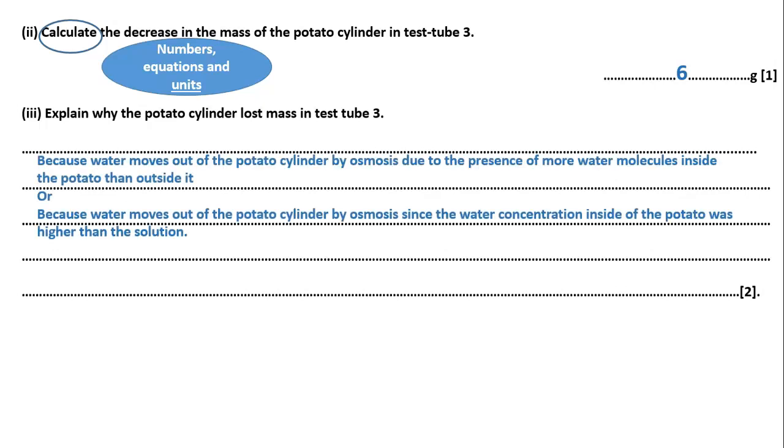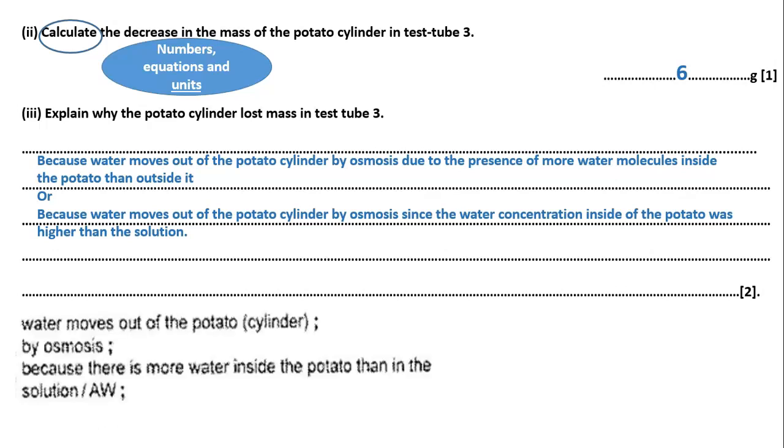We will say that the water moves out of the potato cylinder, and we have to mention the scientific term or the scientific process, which is osmosis. Why? Because more water molecules were inside the potato than outside it, which means that it was moving from the high water potential to the low water potential.